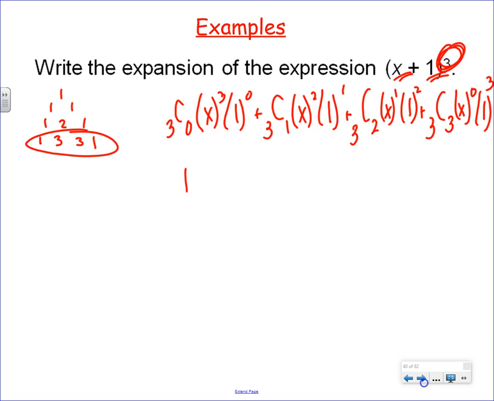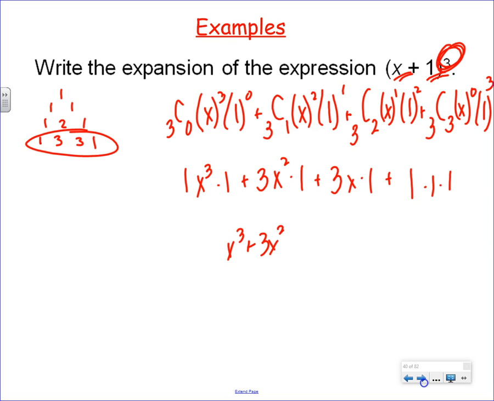Nice. So it's going to be 1x cubed, well, that's just going to be times 1, plus 3x squared times 1, plus 3x times 1, plus 1 times 1 times 1. So I get x cubed plus 3x squared plus 3x plus 1.